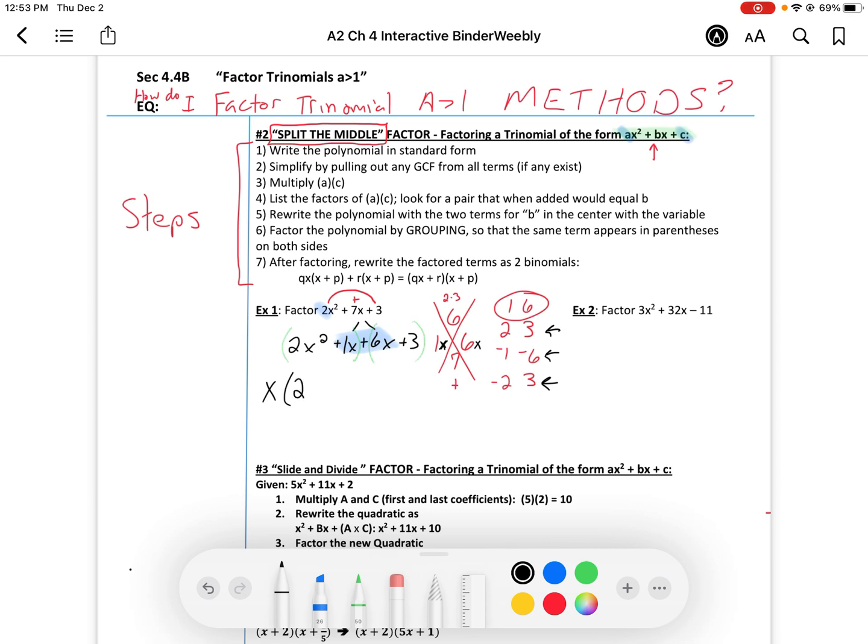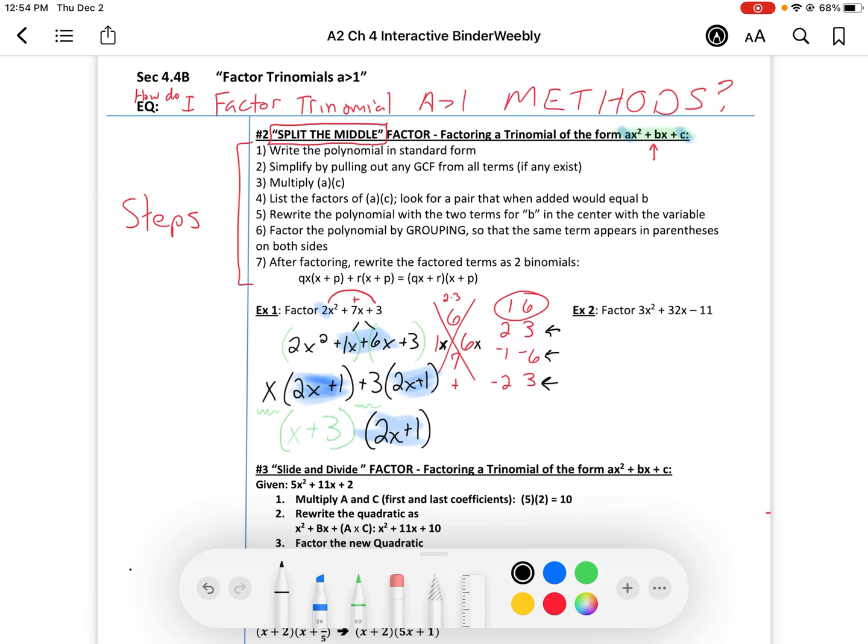So out of this first binomial, I can factor an x out, and then I'm left with 2x plus 1. Out of the second binomial, I can factor a positive 3 out, so I'll write plus 3. And then I'm left with 2x plus 1. Remember, for factor by grouping, these binomials that remain should be the same, and they are. And once that happens, we take our GCFs and we put them together. Positive x plus 3 times 2x plus 1.